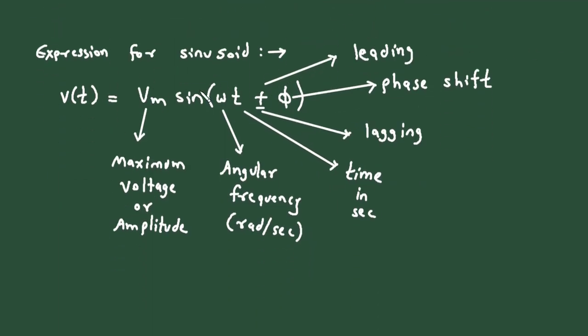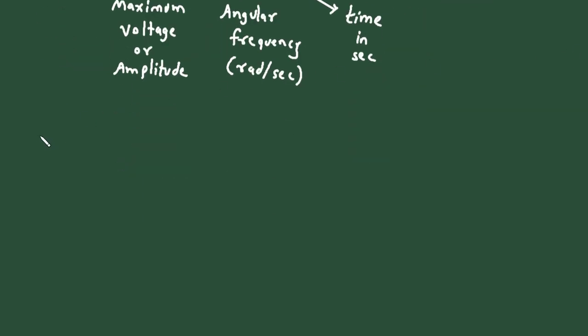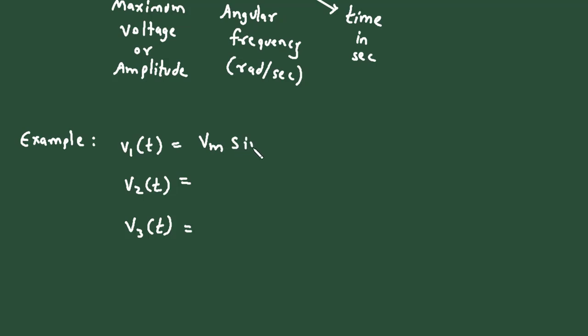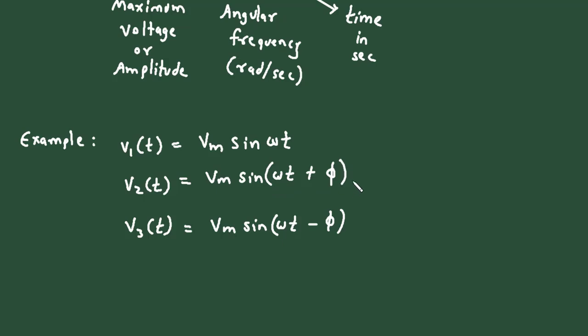Now let's understand this general expression and what this phase shift is, with an example. Let's say there are three waveforms, V1 of t, V2 of t, and V3 of t. First of all, V1 of t is, let's say, Vm sin omega t, V2 of t is Vm sin(omega t plus phi), and V3 of t is Vm sin(omega t minus phi). Here this positive sign represents that it is leading, and this negative sign represents that it is lagging.